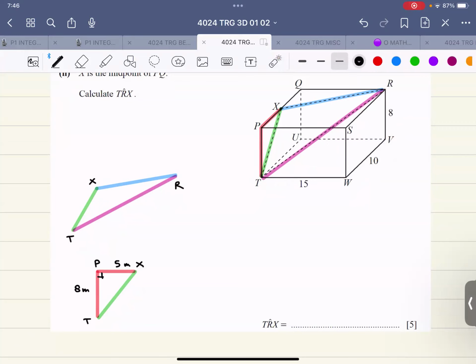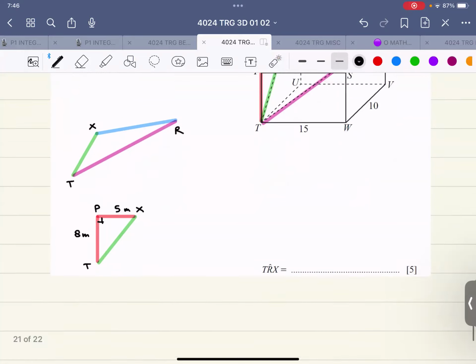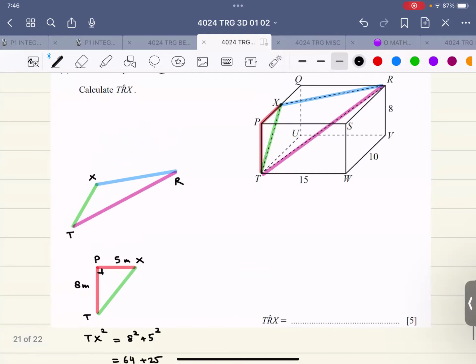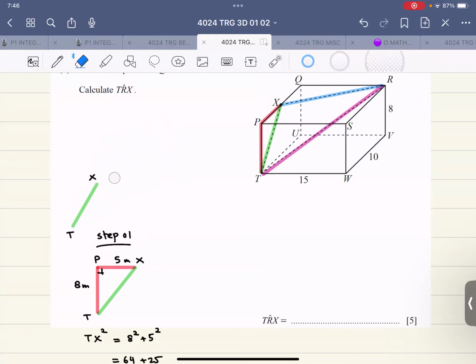This is 8 meter. And therefore, let me calculate TX. So TX whole square, that is 8 square plus 5 square. This is 64. This is 25. That comes out to be 89. Therefore, TX is square root of 89. That's the first thing. So let's say this is step number 1. And then let me just erase this thing. I don't need it right now.